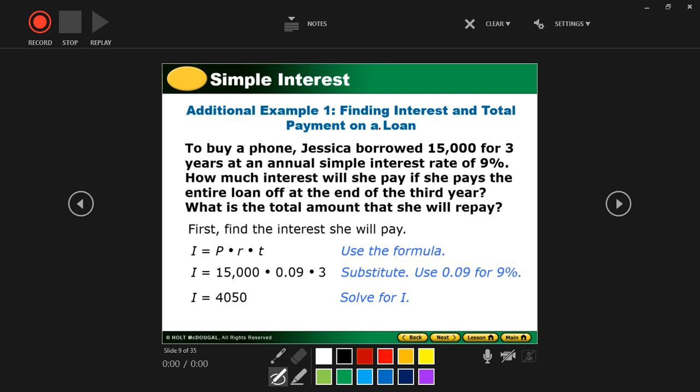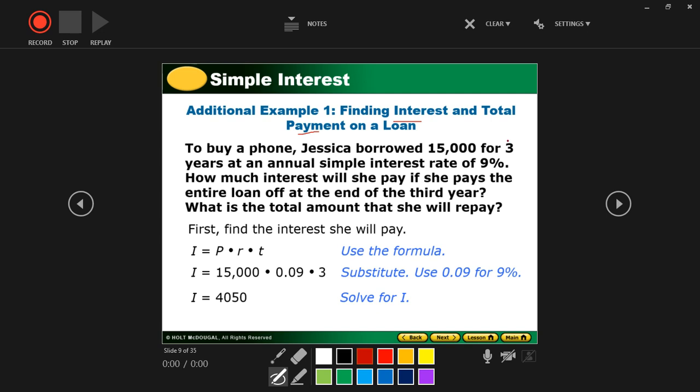Finding the interest and the total payment on a loan. So kuhaon daw nato ang tubo unya ang total na bayaran nato kung kita mangutang. Sige. So to buy a phone, Jessica borrowed 15,000 pesos for 3 years at an annual simple interest rate of 9%. How much interest will she pay if she pays the entire loan off at the end of the third year? What is the total amount that she will repay?